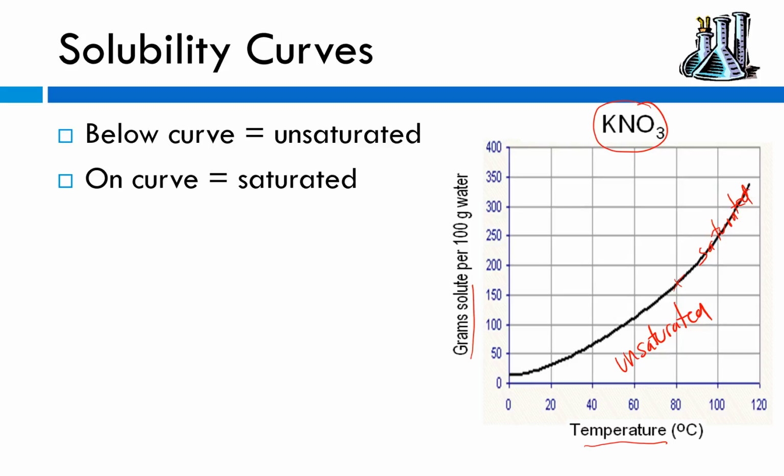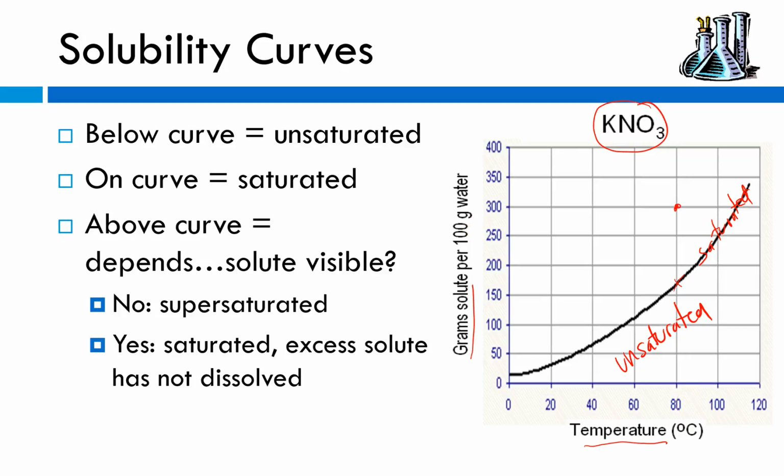On the curve, and let's say that somehow you are able to dissolve 300 grams of potassium nitrate in 100 grams of water at 80 degrees Celsius. That's when you're going to hit supersaturation. But being above the curve doesn't always mean that the solution is supersaturated. You really would have to look at it on a case-by-case basis. You check to see if the solute is visible. If there is no solute visible, that means you've got a supersaturated solution.